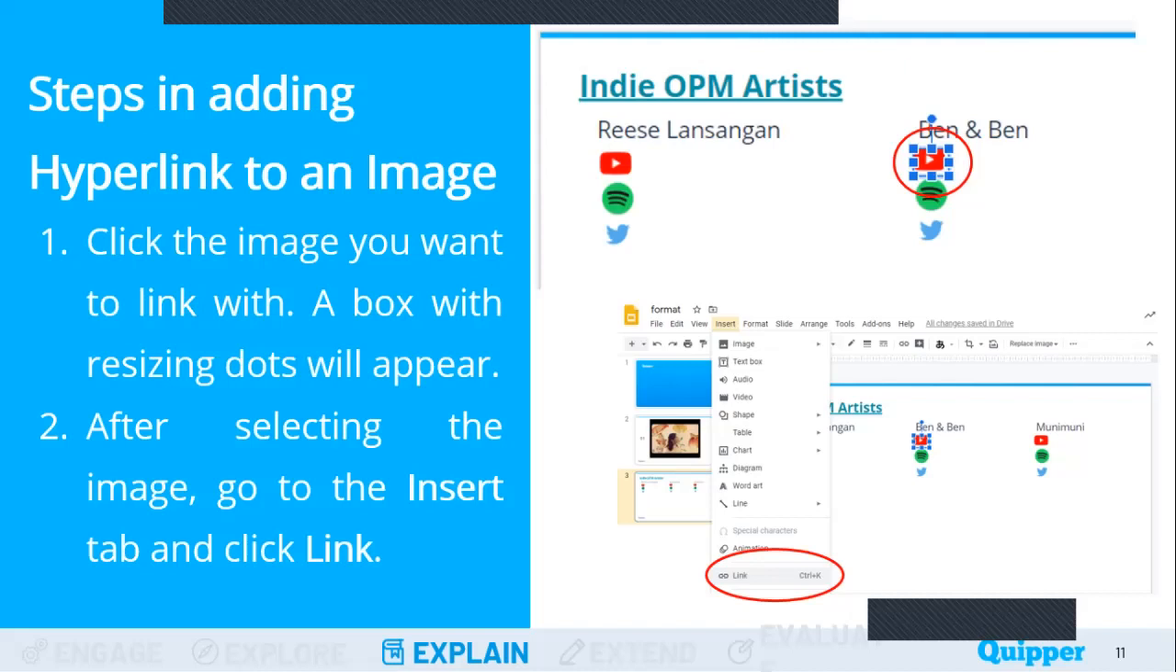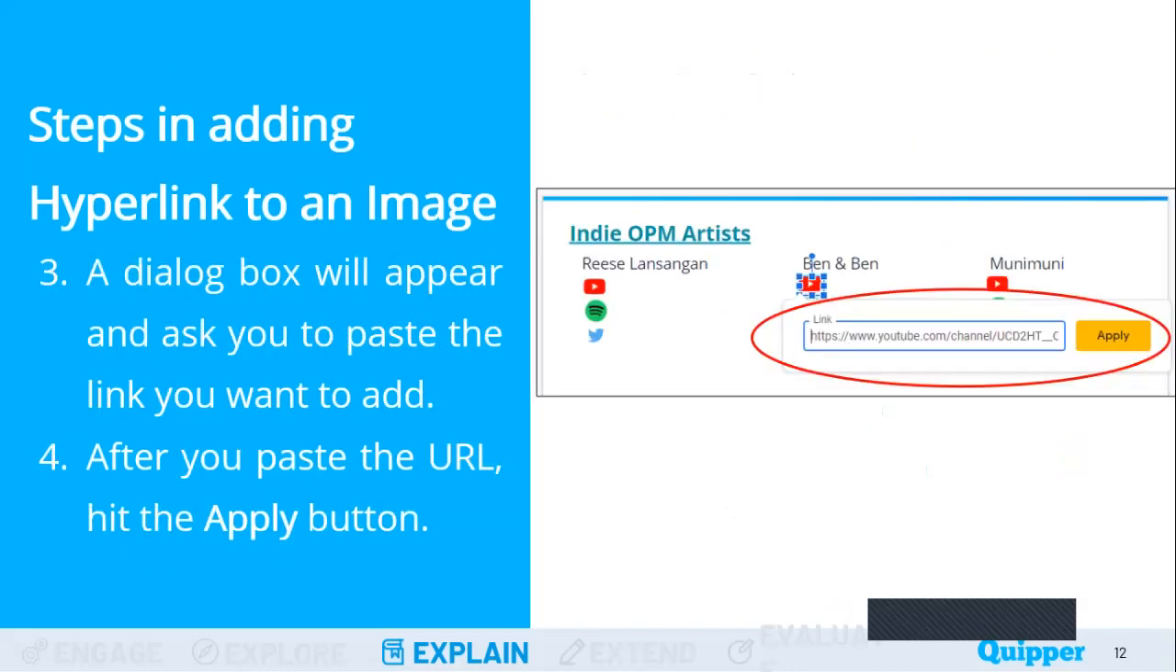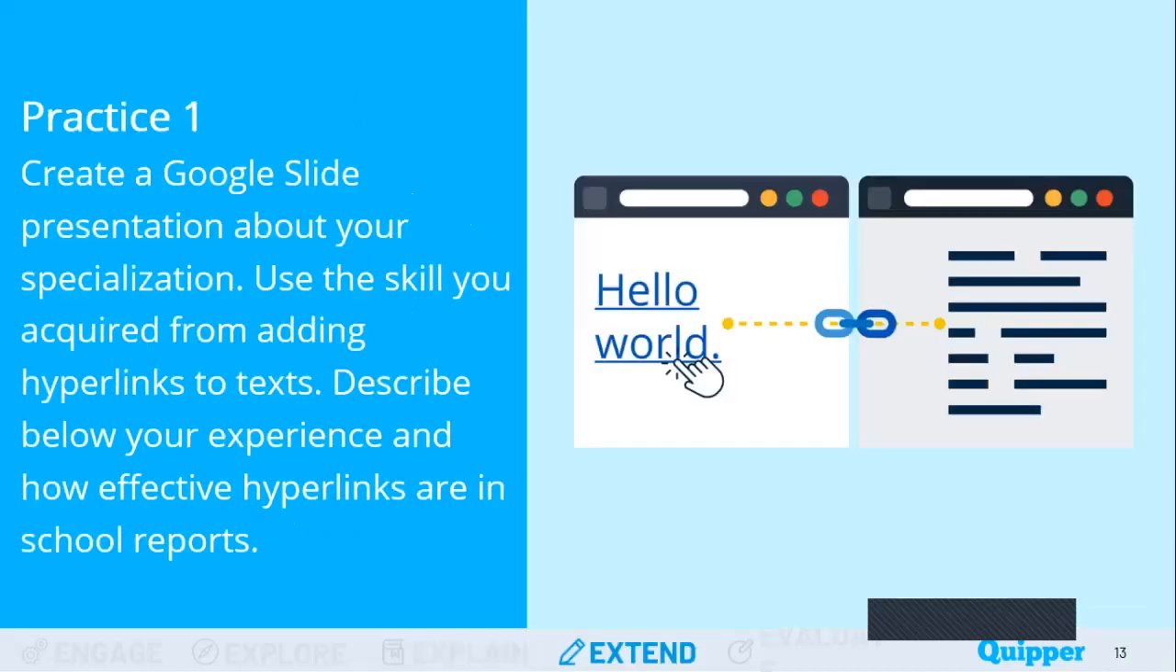Then and also there are steps in adding hyperlink to an image. So first, click the image you want to link with. Then a box with resizing dots will appear. So you can see in the figure. Then after selecting the image, go to the insert tab and click link, and then a dialog box will appear and ask to paste a link you want to add. So the link you want to add, you paste there and then click apply.